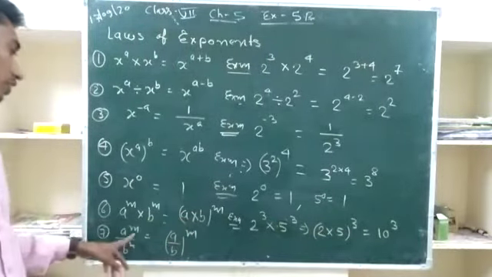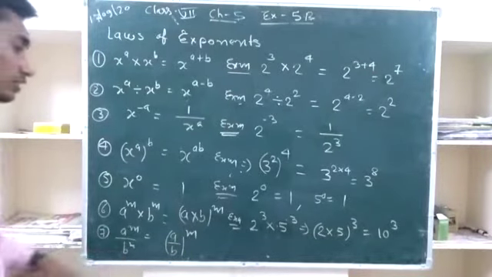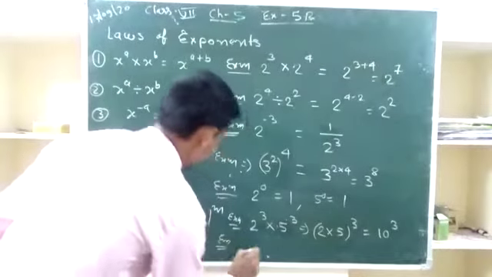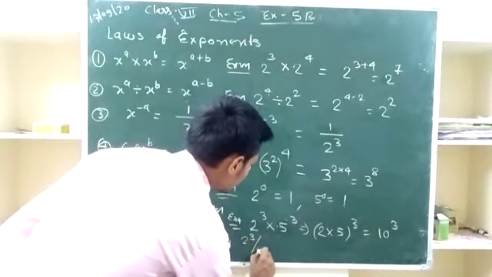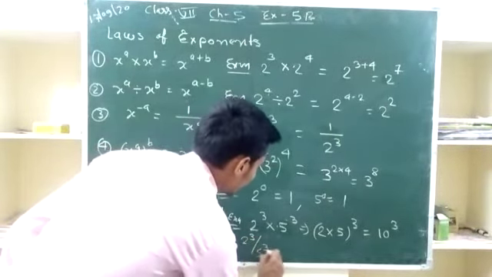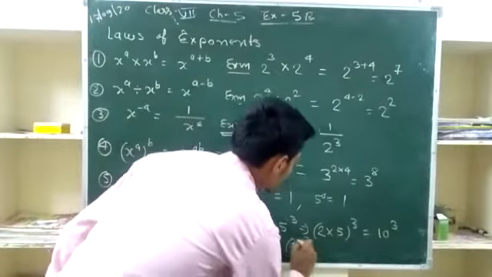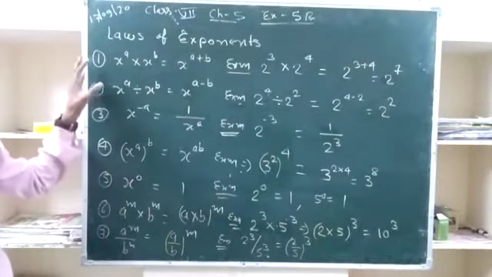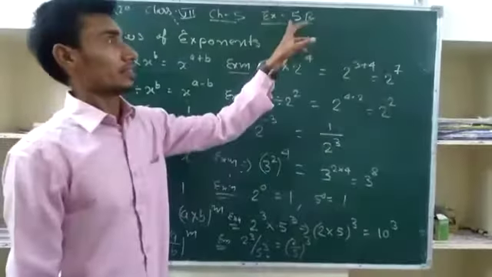Now the same case: the base is different but the power is same, but we are doing divide. Let's take an example, 2 raised to 3 upon 5 raised to 3. We can write this question like (2 upon 5) raised to 3. So that is the whole laws of exponents, and we will apply all these laws in exercise 5b.